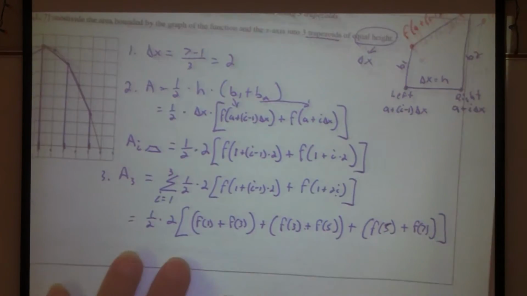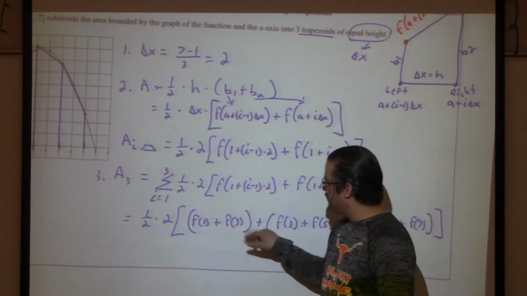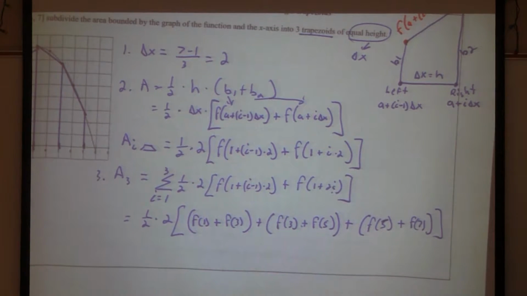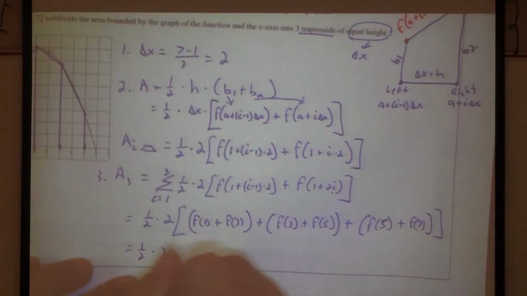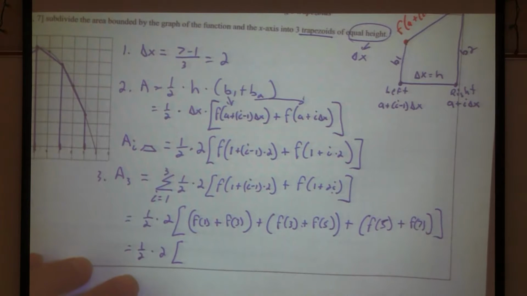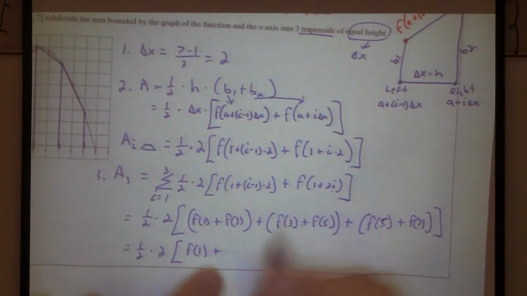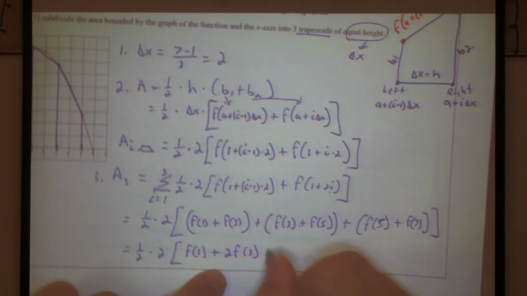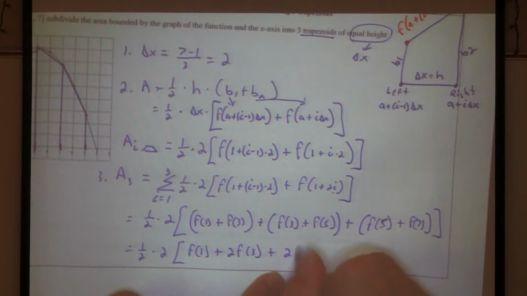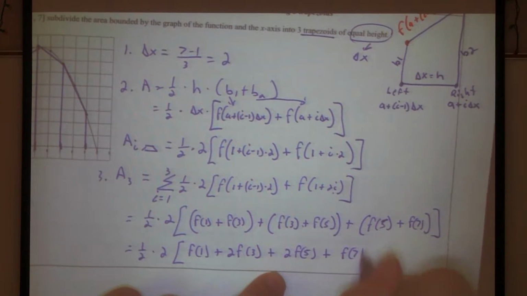Yes? So everything in those brackets is being what? Added, right? So technically, could these parentheses go away? Yeah. And what would I end up with? 1/2 times 2 times what? F of 1 plus 2 f of 3, right? Because there's 2 of them. Plus 2 f of 5 plus f of 7.